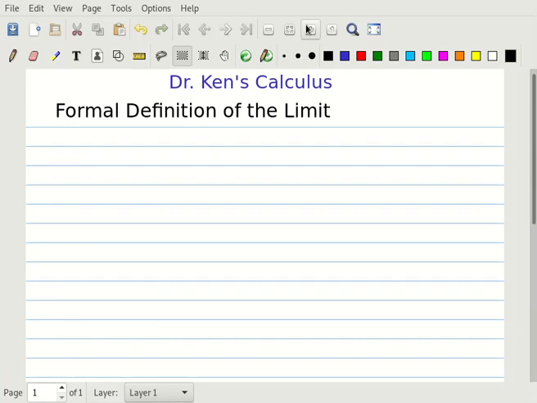Okay, today's topic is the formal definition of the limit, epsilon delta. Okay, let's see the definition first. Now, definition.